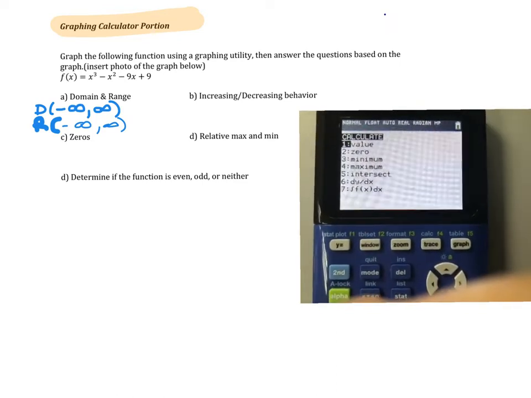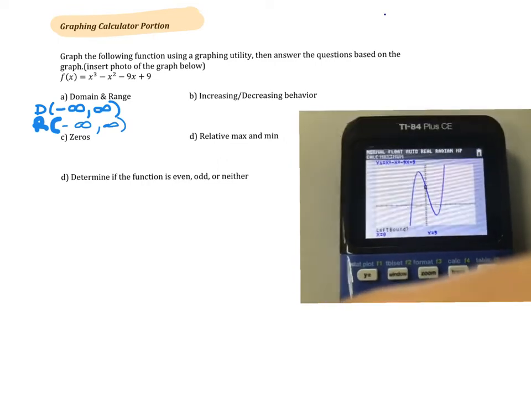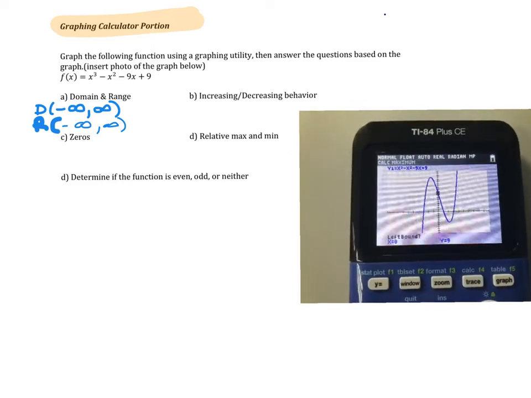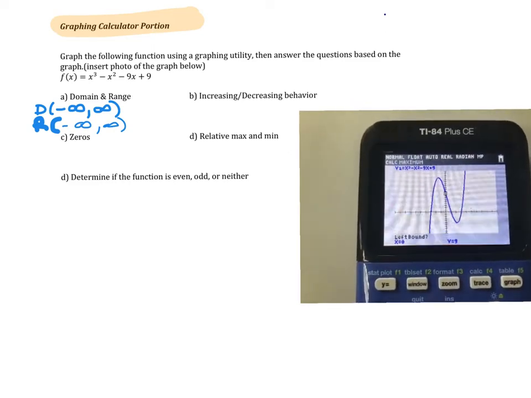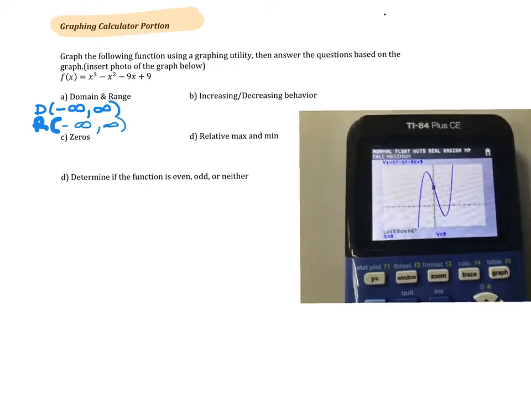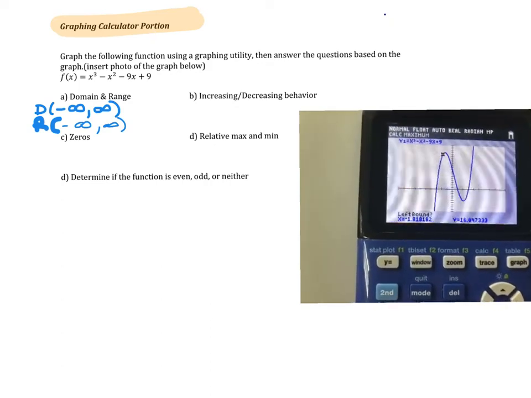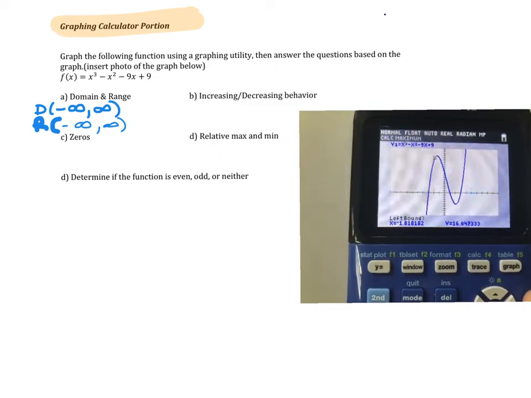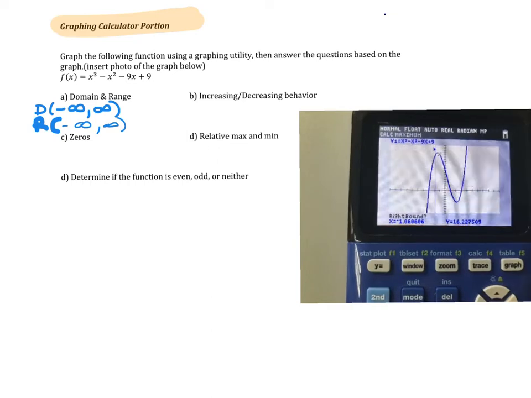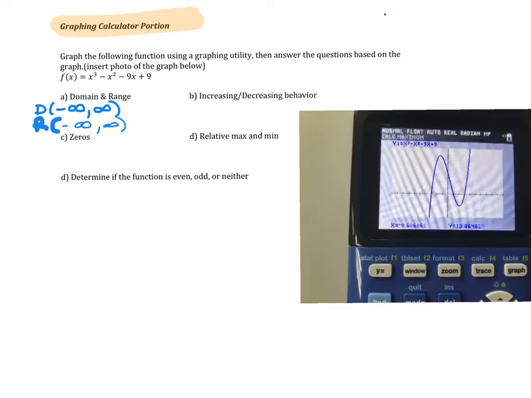Let's say I want to find my max first. So I go to maximum. It's asking me to find the left bound of my max. Because my max is here, I need to put my little dot somewhere to the left of it, and then obviously somewhere to the right of it. So I'm going to go left on my graph until I pass it. It doesn't matter how far past I get as long as I pass the max on the left. I hit enter. Then it says, where's the right bound? So I go right of it. Again, it doesn't have to be the same distance. I can go really high on one side, really low on the other. It doesn't matter, as long as I am left and right of it.